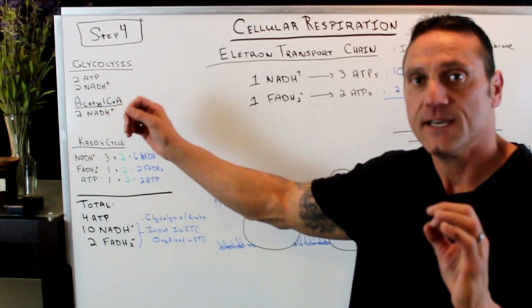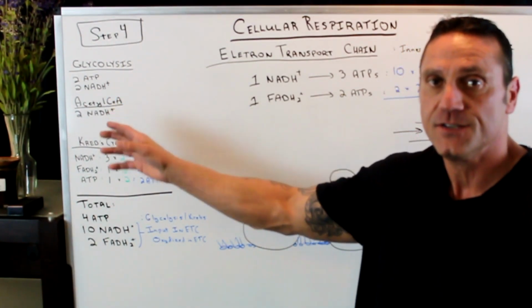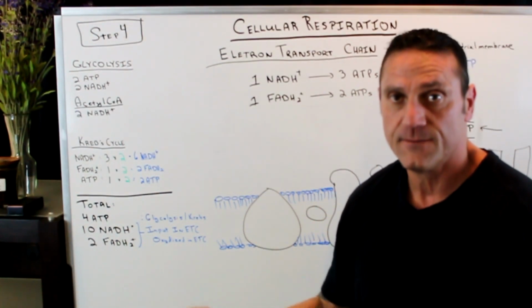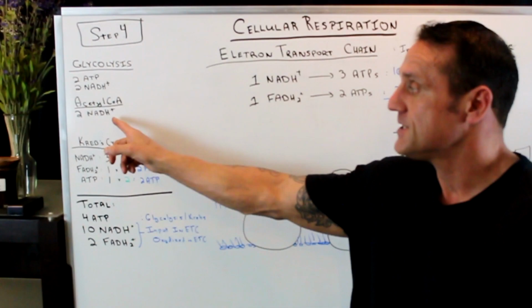What is the end result? You have 2 ATPs and you have 2 NADHs. Then you have step 2, which is pyruvate dehydrogenase. What's the end result? You have a formation of 2 NADHs.